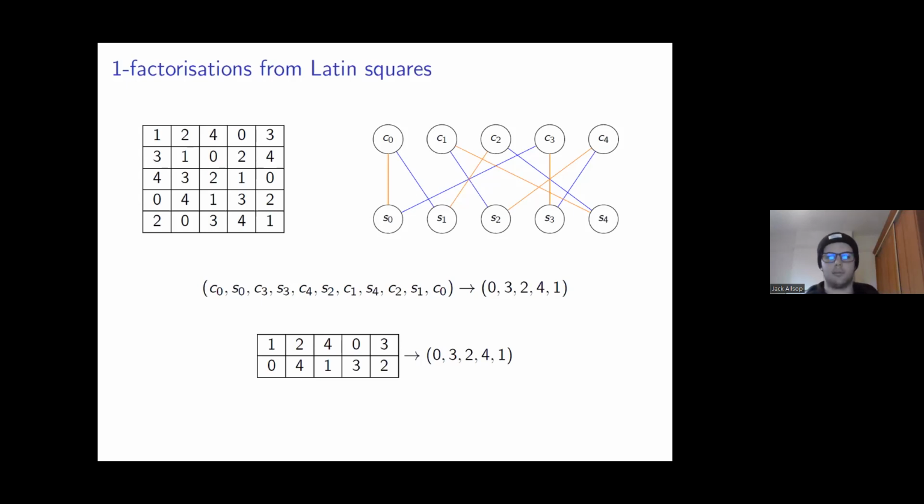So that's how you go from an n by n Row-Hamiltonian Latin square to a perfect one factorization of K_n,n. And as I mentioned, you just do the exact reverse of this to go from a perfect one factorization of K_n,n to an n by n Row-Hamiltonian Latin square.